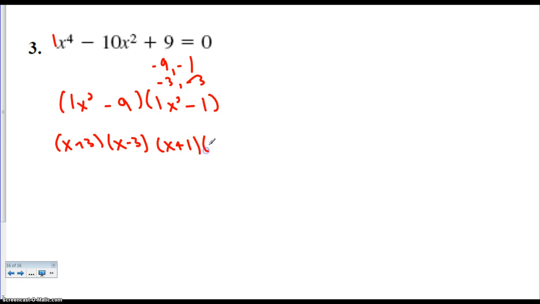x minus 1, because these are both the difference of two squares. And I get x to equal negative 3, positive 3, negative 1, and positive 1. So you have a couple examples to do. Try to do those, and we'll talk about those tomorrow.